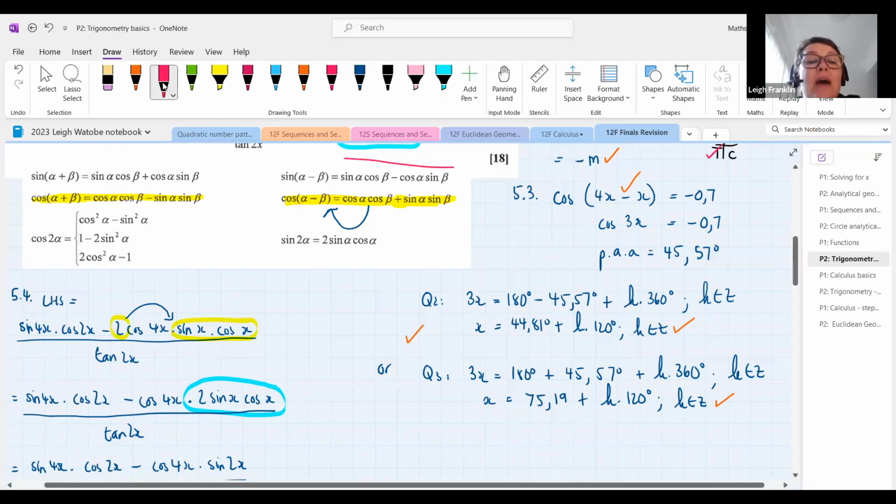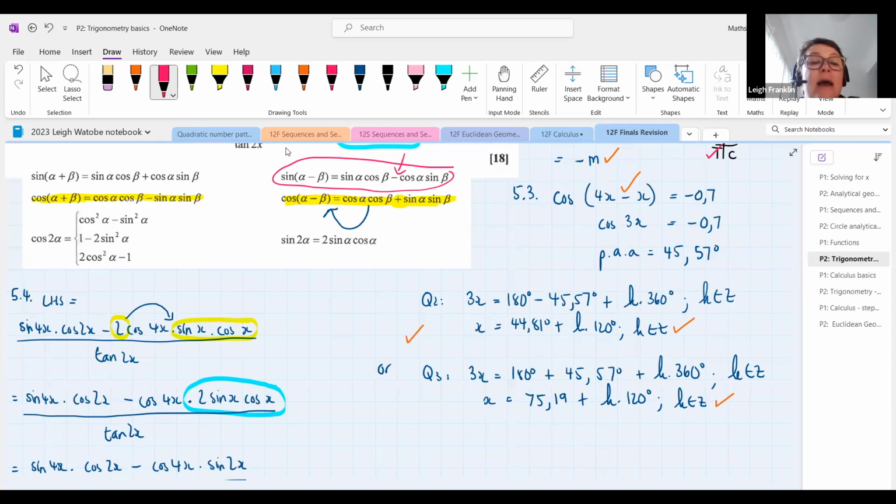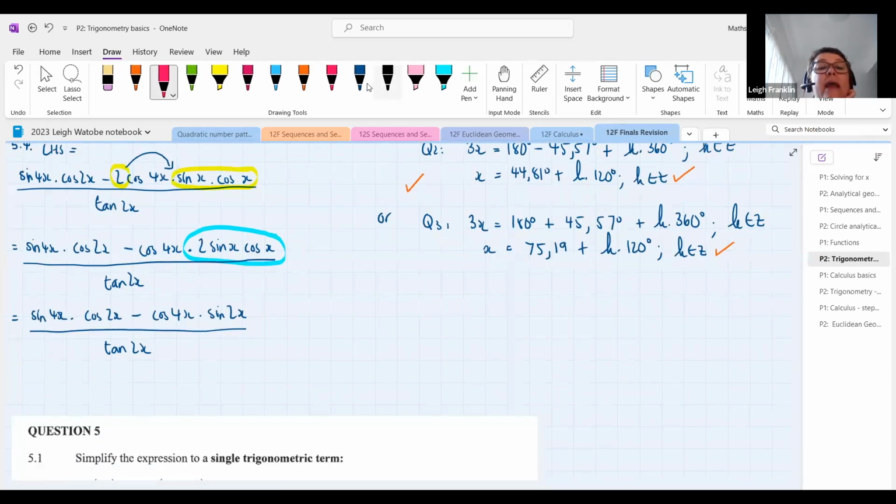Okay, so what we've now got is this situation. Our right-hand side, this is now what we've got in the numerator. On our right-hand side, we've got sine alpha cos beta minus cos alpha sine beta. They really were testing compound angles this particular year. Again, they want us to go from this situation and do the reversal. So that means we are going to end up with sine 4x minus 2x all over tan 2x.